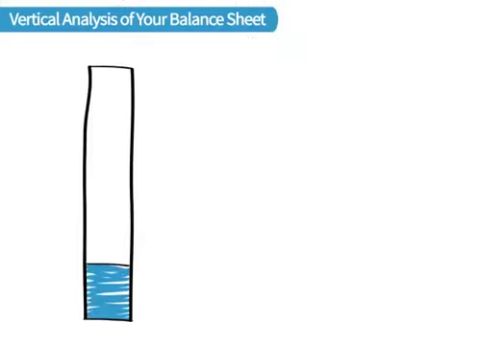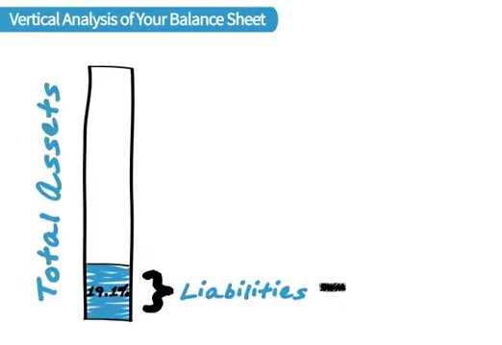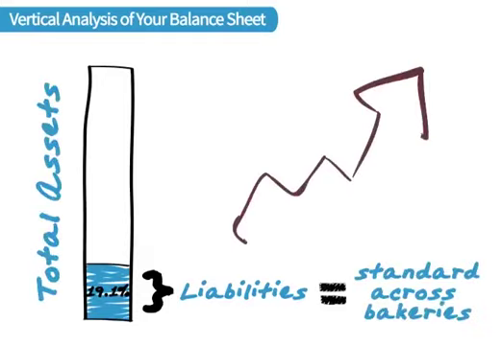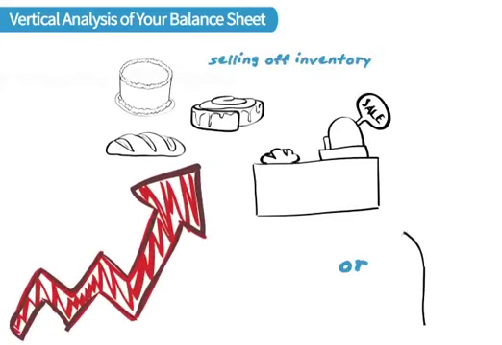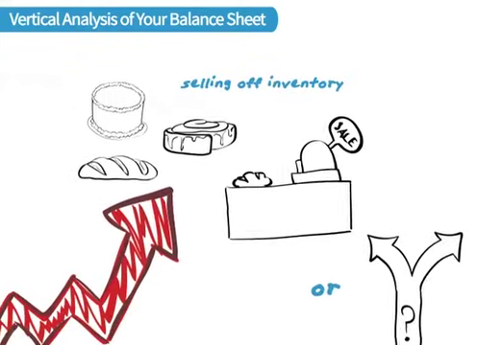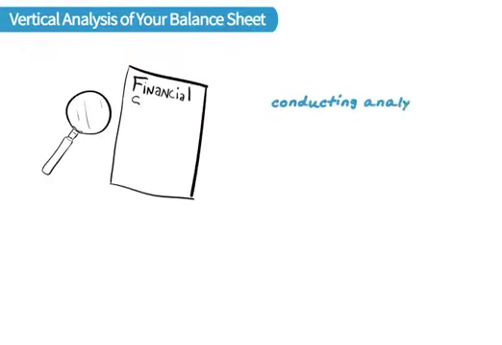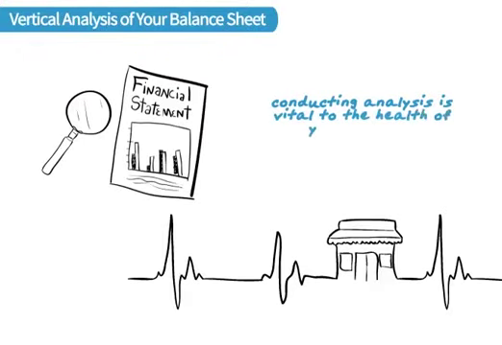Research might also tell you that your current liability rate of 19.1% as a percentage of total assets is standard across bakeries, but if it rises much higher, you might consider selling off inventory to pay off debt or make other decisions based on your findings. Conducting analysis like this periodically is vital to the health of your business.